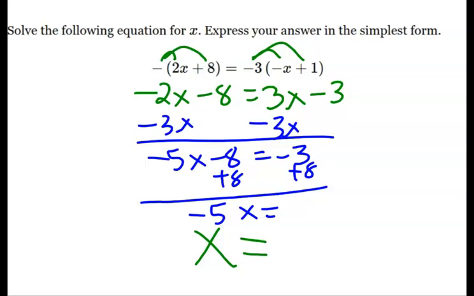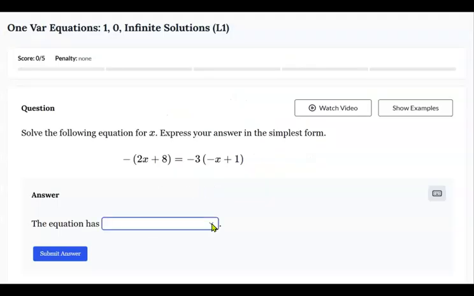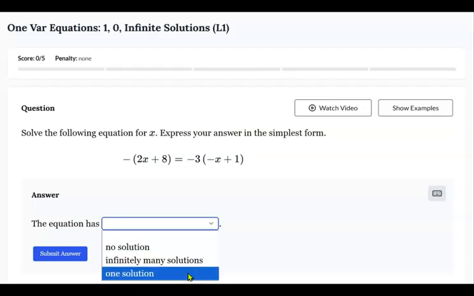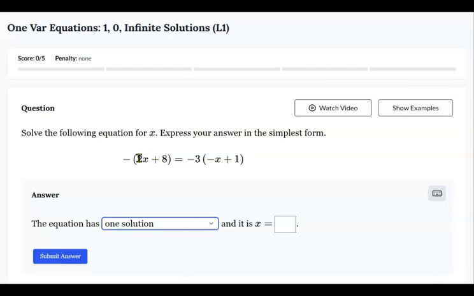Negative 5x is equal to 5. And if I divide both sides by negative 5, I get x is equal to negative 1. So now when I click on this drop-down menu, I would choose that it has one solution. And I know that because it had mismatching or different variable terms. And since I solved the math, I know that it has an answer of negative 1.